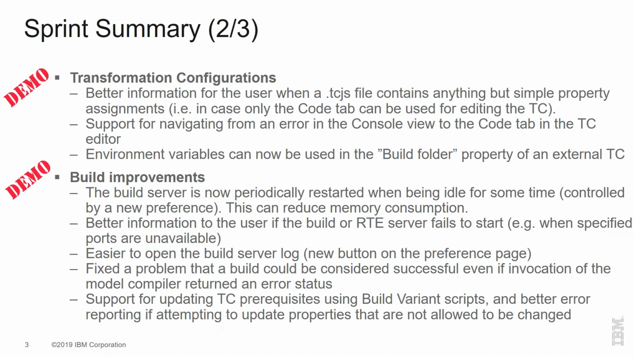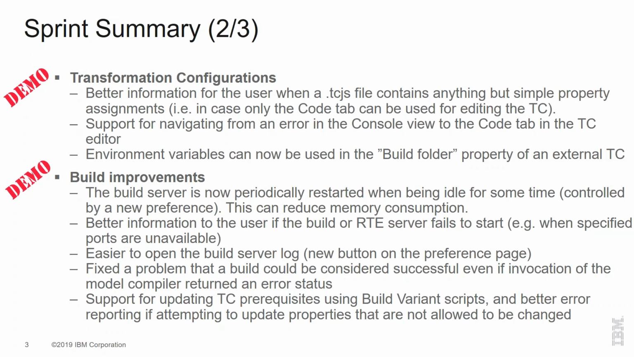Another thing related to troubleshooting is to open the build server log, and we made that easier by introducing a new button on the preference page that users can click to open it in the text editor. There was also a problem fixed where previously a build could be considered successful even if invocation of the model compiler returned an error status. So that's now been fixed.